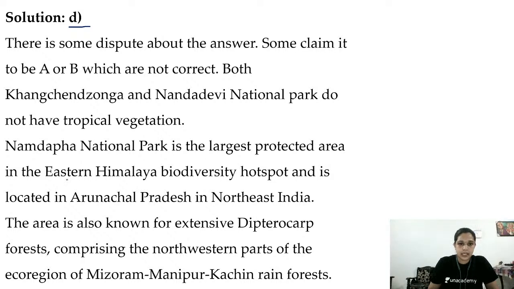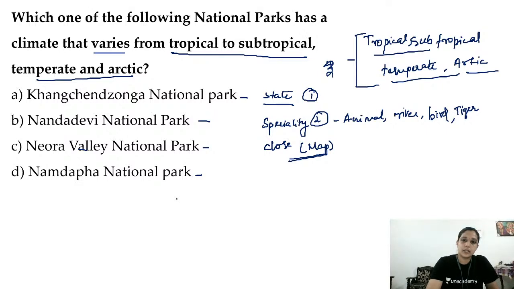Namdapa National Park is in the Eastern Himalaya biodiversity hotspot in Arunachal Pradesh. See, this question has been asked. Arunachal Pradesh is very, very unique. Generally, Arunachal Pradesh itself is very unique because it has tropical forest, it has temperate forest, and it has mountain peaks also where Arctic conditions are present.